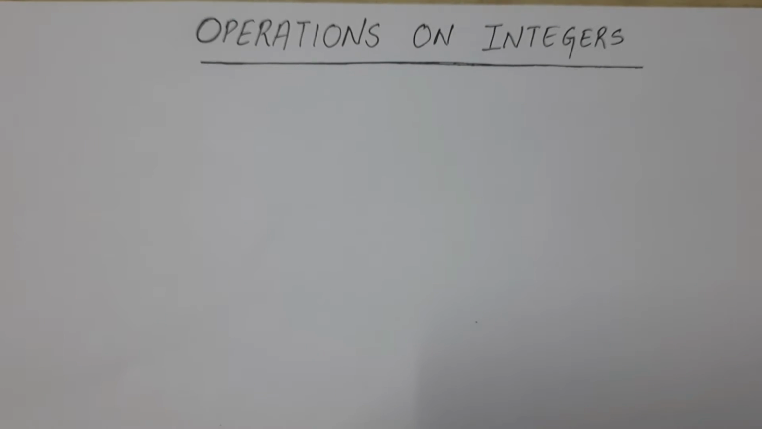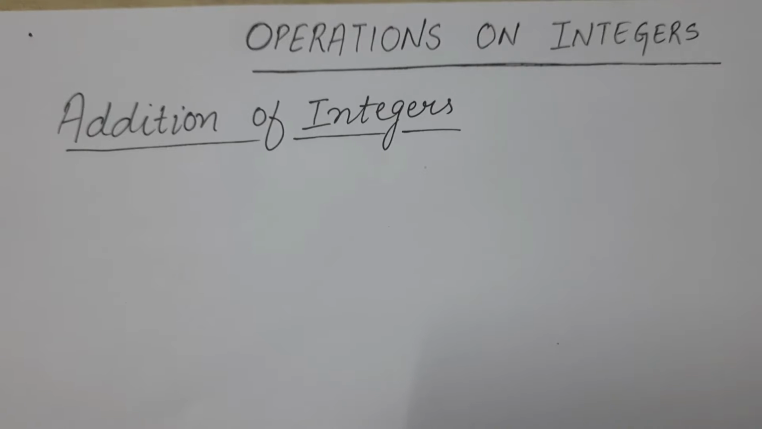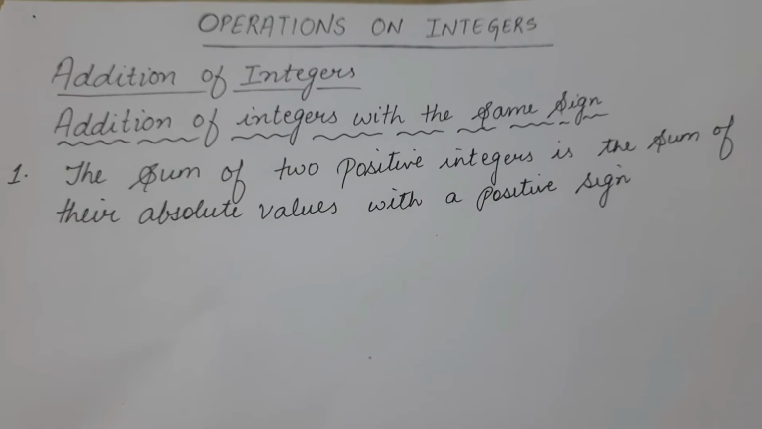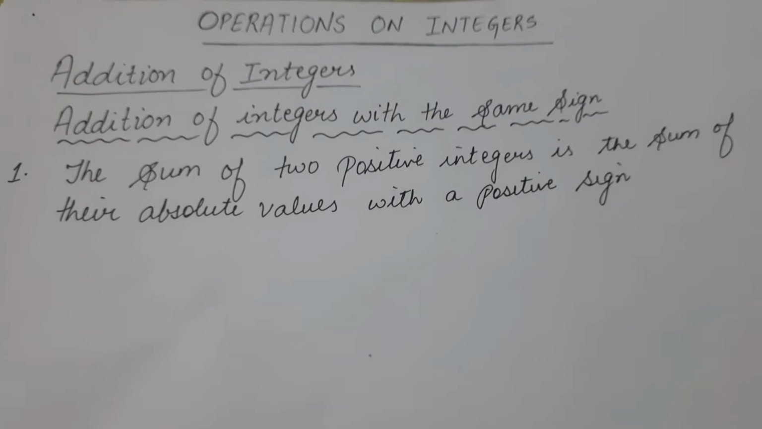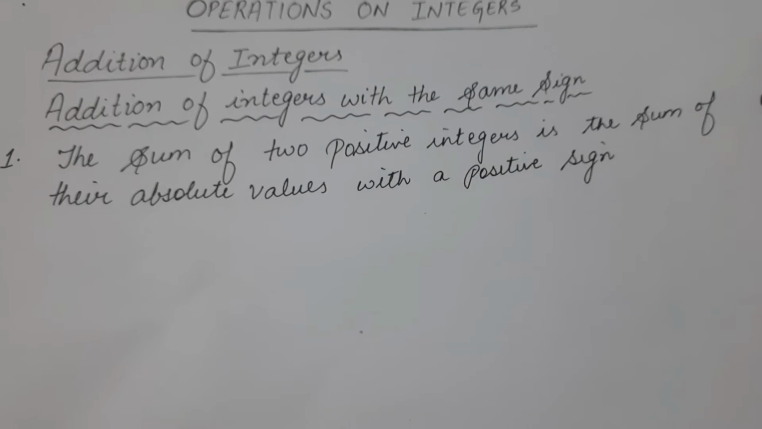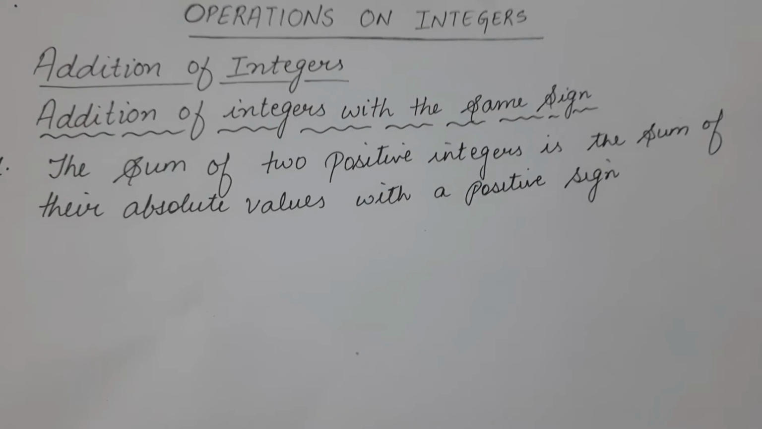Okay, what we will do? Operations on integers. First is addition of integers. Addition of integers with the same sign. Okay, if both the integers are positive, then what we do? See, the sum of two positive integers is the sum of their absolute values with a positive sign.